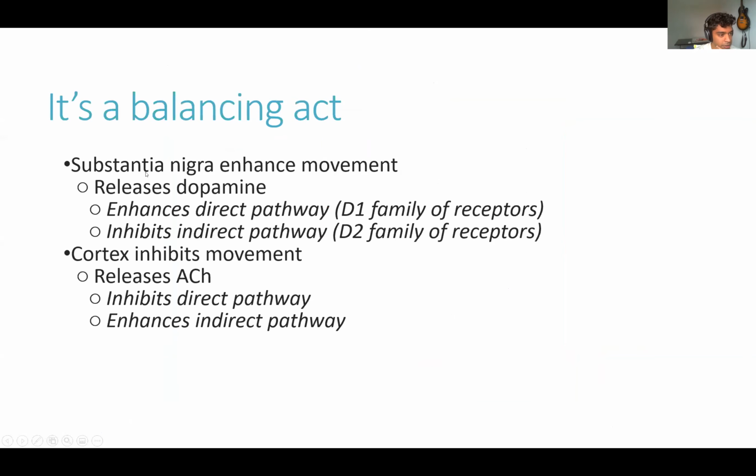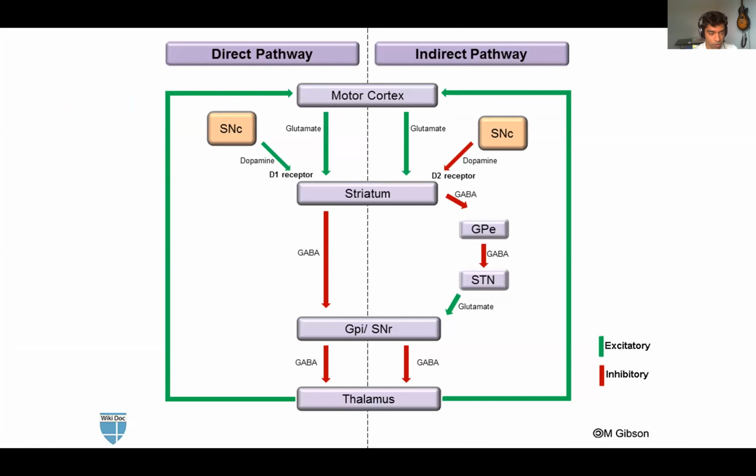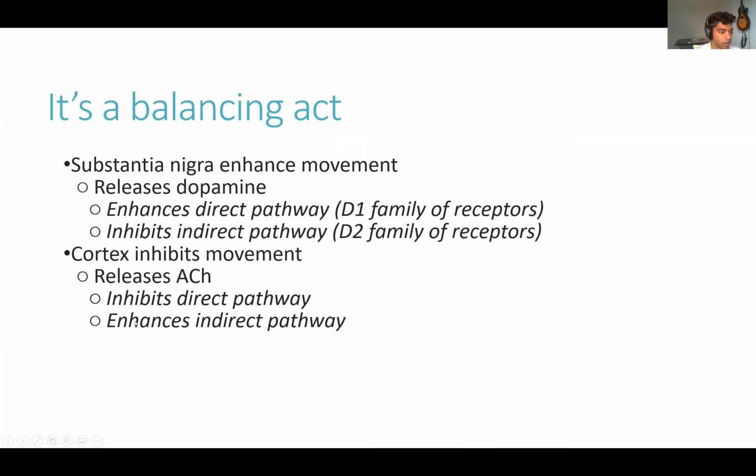And this is pretty much what I'm saying here. The substantia nigra enhances movement by releasing dopamine, enhances the direct pathway via D1, and inhibits the indirect pathway via D2. So obviously, if you're inhibiting the indirect pathway, you're inhibiting inhibition. I hate those double negatives, but that's how it works. I find that to understand all those double negatives, it really helps if you draw out a diagram, just like one of these, and go through it one by one to figure it out. The cortex also inhibits movement, so it releases ACh to do the opposite.